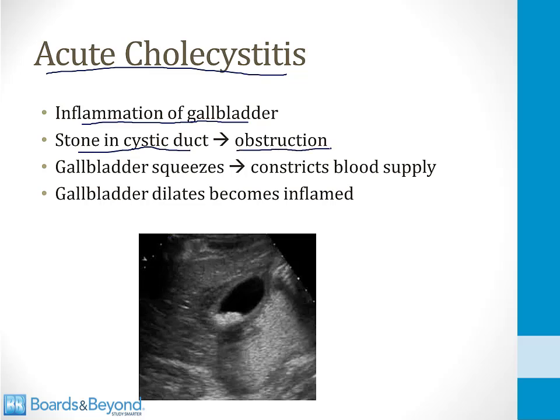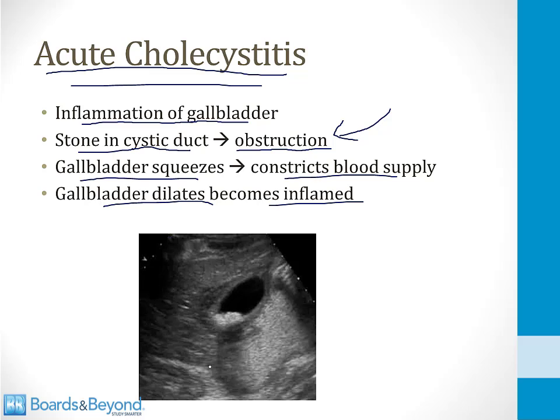When stones are inside the gallbladder, they can move out of the way. That's why patients have biliary colic that may last for 30 minutes or so, but then resolve. The stone will get out of the way and the bile will begin to flow. However, if the stone wiggles its way into the cystic duct, it can't move and it causes obstruction so that bile can't flow out of the gallbladder. The gallbladder then squeezes and constricts its blood supply, and this leads to ischemia. As a result, the gallbladder dilates and becomes inflamed, and that's acute cholecystitis.